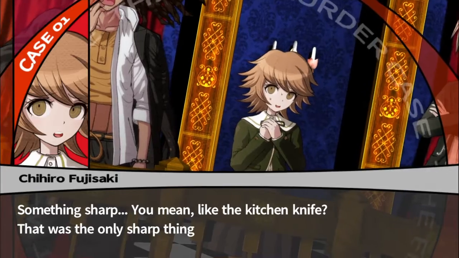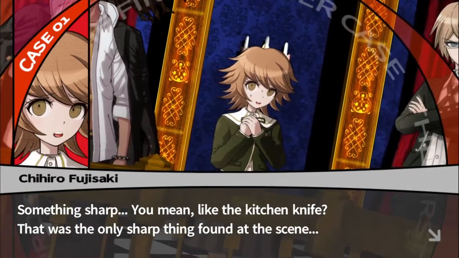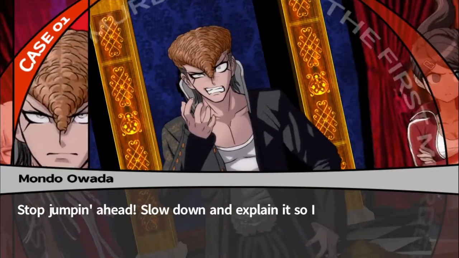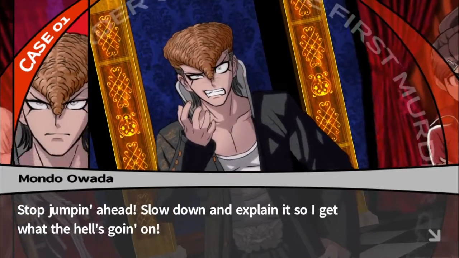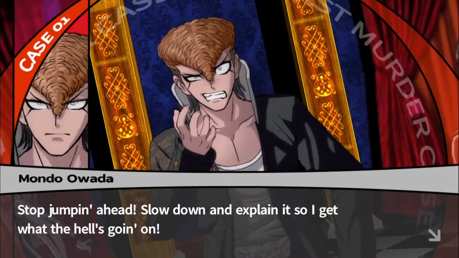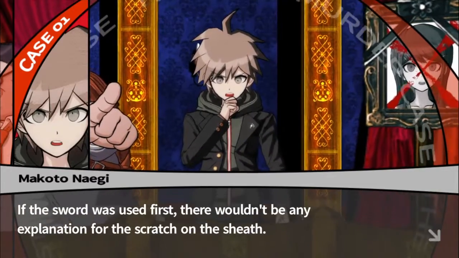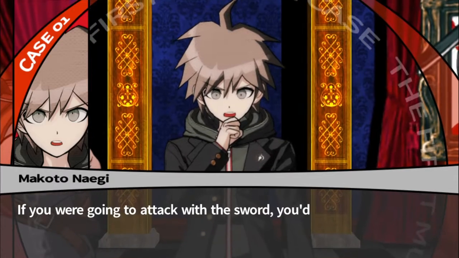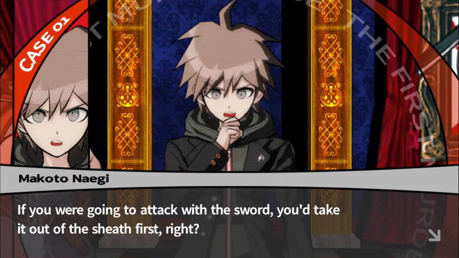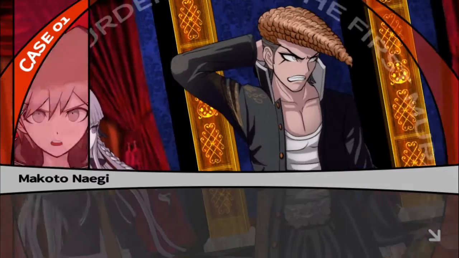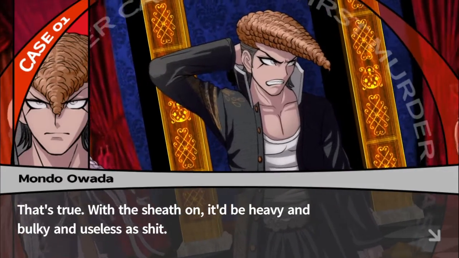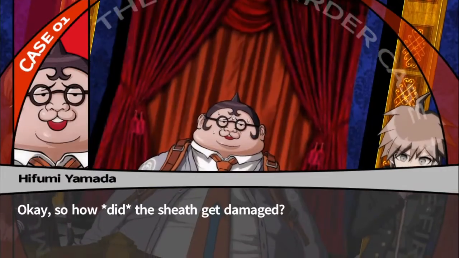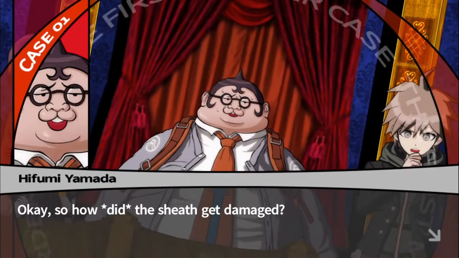Something sharp? You mean like the kitchen knife? That was the only sharp thing found at the scene. Stop jumping ahead! Slow down and explain it so I get what the hell's going on. If the sword was used first, there wouldn't be any explanation for the scratch on the sheath. If you were going to attack with the sword, you'd take it out of the sheath first, right? That's true. With the sheath on, it'd be heavy and bulky and useless as shit. Okay, so how did the sheath get damaged?